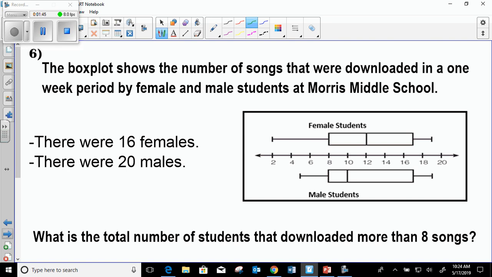The box plot shows the number of songs that were downloaded in a 1 week period by female and male students at Morris Middle School. There were 16 females and there were 20 males. What is the total number of students that downloaded more than 8 songs? So more than 8. So here is 8 on the number line. So we have more than 8, and we have 8 here. So how are we going to figure this out? What do you think?